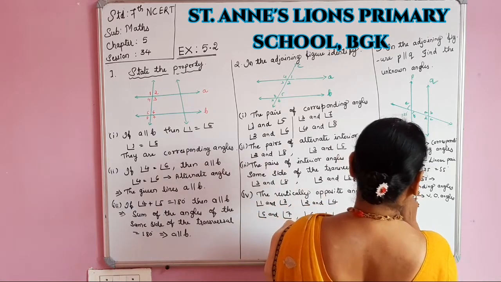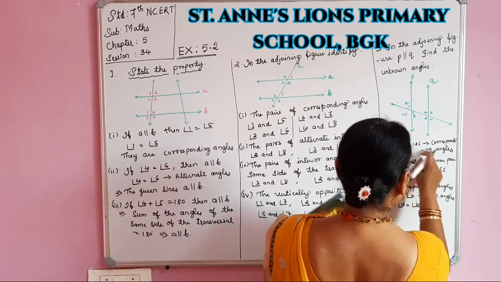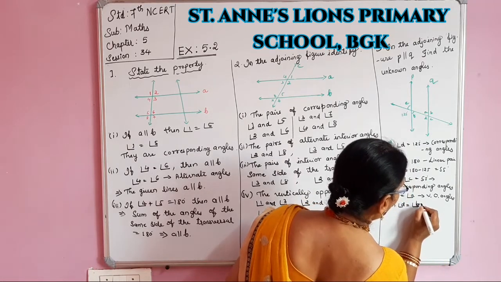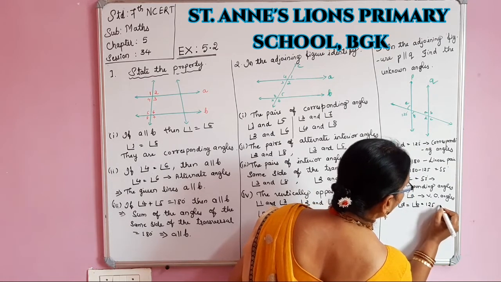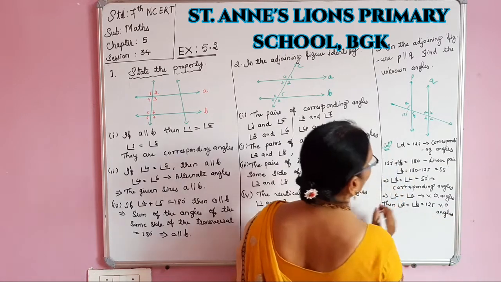How much is D? D we already found out how much it is. See, angle D is 125 degrees. Angle D equal to angle B equal to 125. Why? They are also vertically opposite angles.